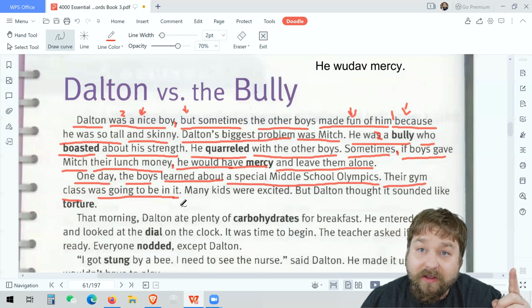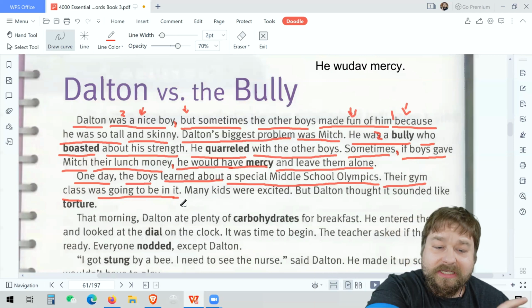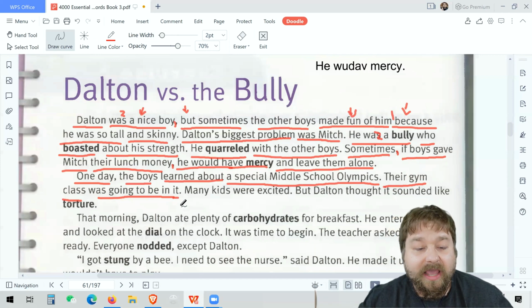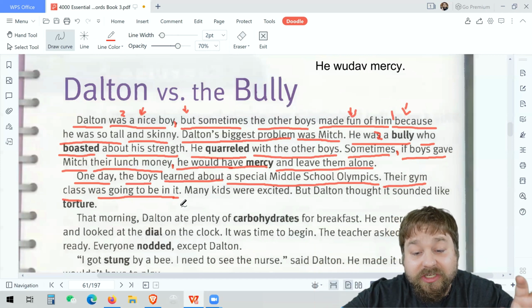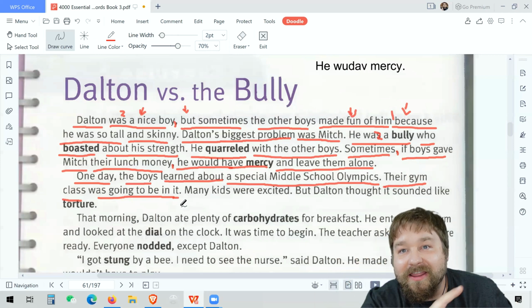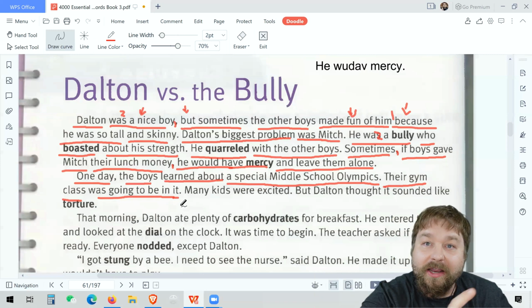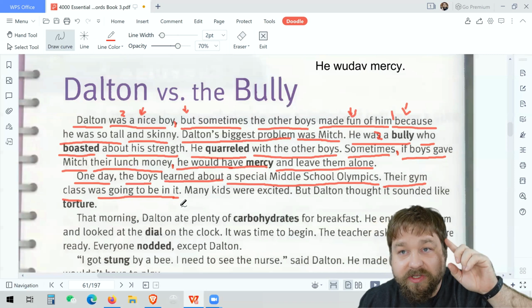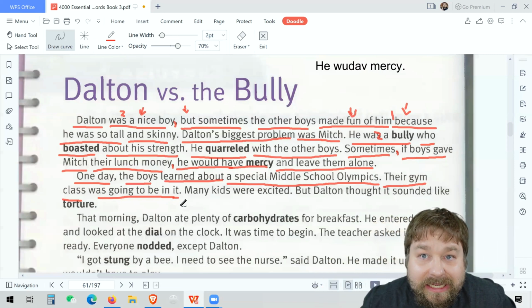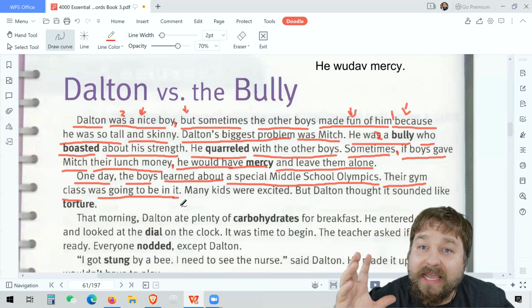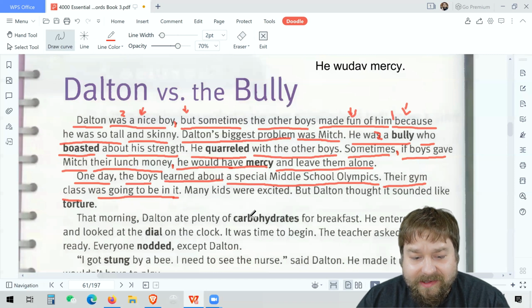So I'm going to go back and look at that first sentence again. Dalton was a nice boy, but sometimes. Down to the bottom. One day, the boys learned about a special middle school Olympics. Their gym class was going to be in it. I caught that wave again. I caught my timing. You have to do that sometimes. Remind yourself, what is my timing? Sentence to sentence, idea to idea. We need to stay on time, okay? Let's finish this.